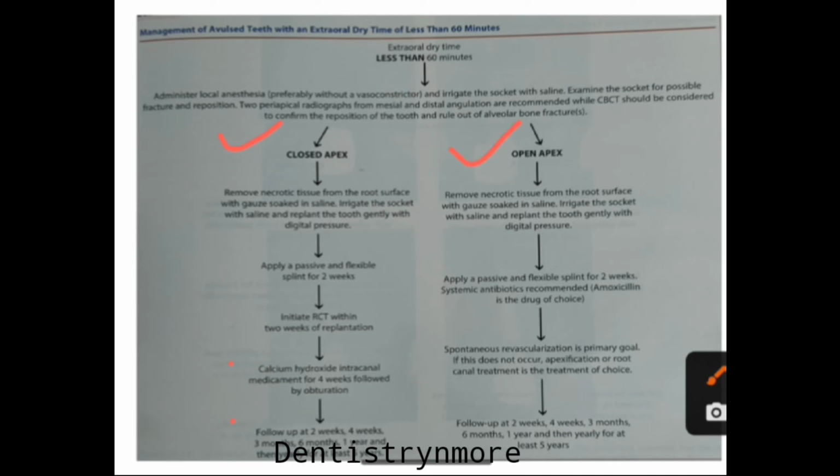And now we are moving to open apex. It's also the same: remove necrotic tissue from the root, and after that it is irrigated with saline, and the tooth is gently replanted into the socket with digital pressure. After that, the splint is applied for at least 2 weeks, and antibiotics are recommended if there is an infection. Spontaneous revascularization is the primary goal. If it does not occur, apexification or root canal treatment can be done. And follow-up is 2 weeks, 4 weeks, 3 months, 6 months, 1 year, and yearly for at least 5 years, same as that of the closed apex.